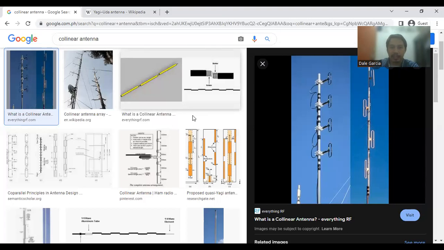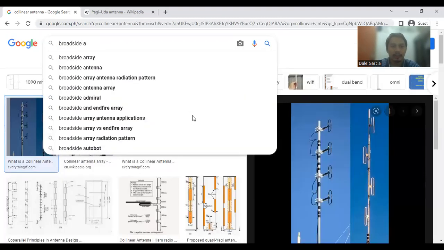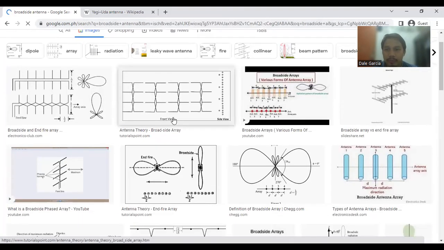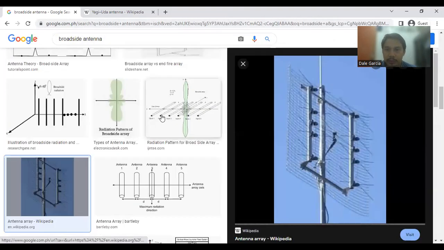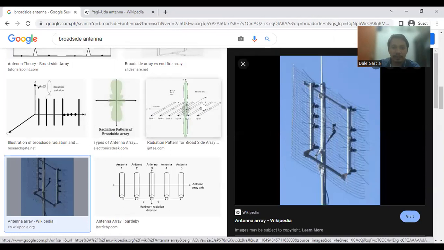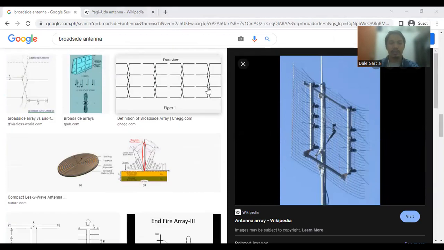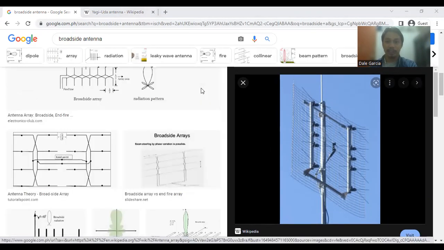Broadside antenna is a stacked collinear antenna. So this is what the broadside antenna looks like. It is more complex, an upper layer compared to the collinear antenna. If the collinear is made of dipoles, the broadside is made of collinear antennas.